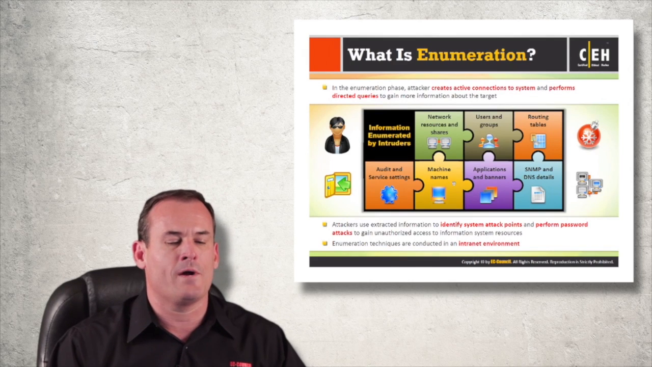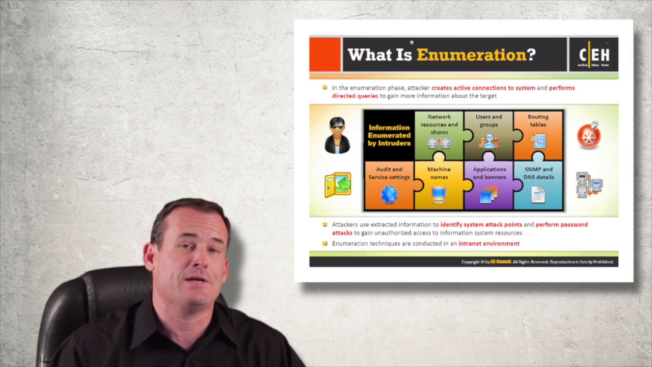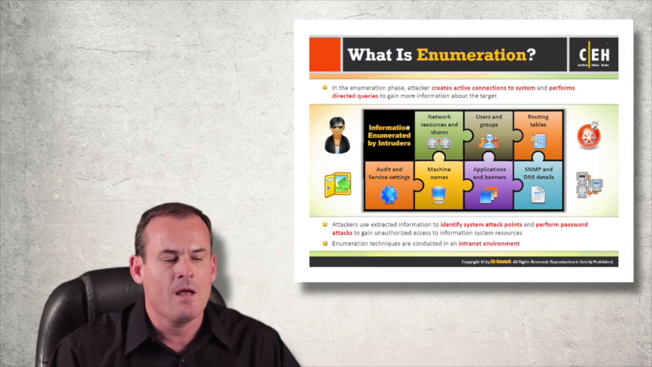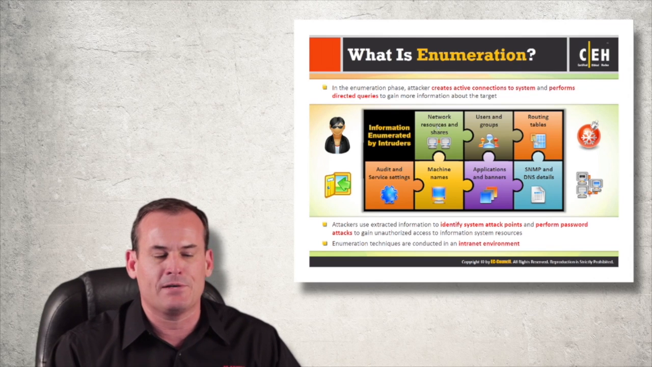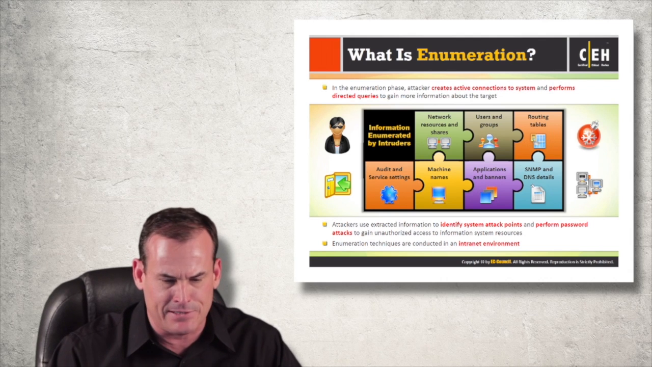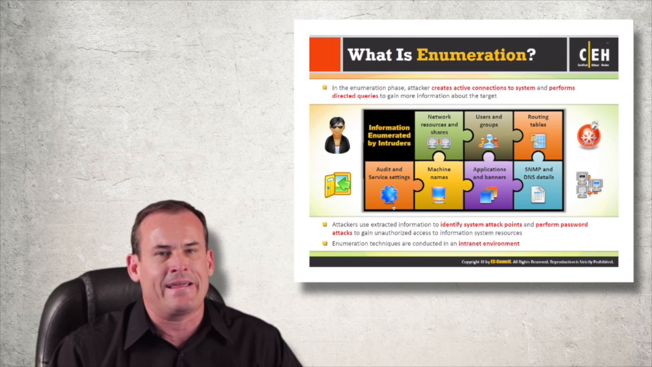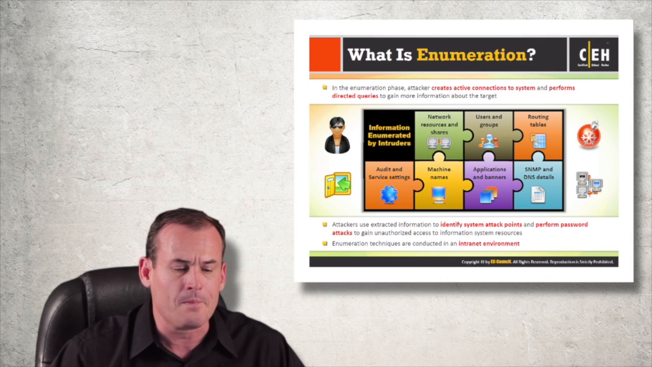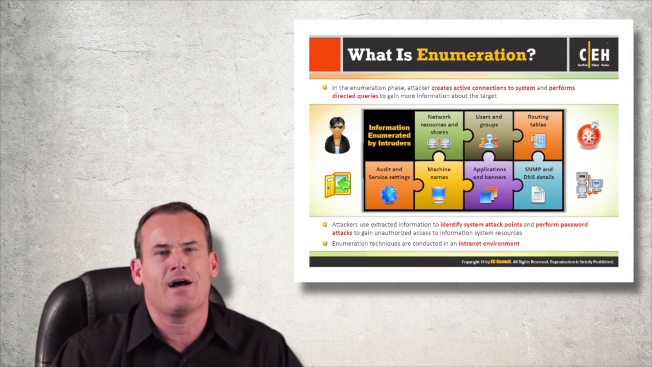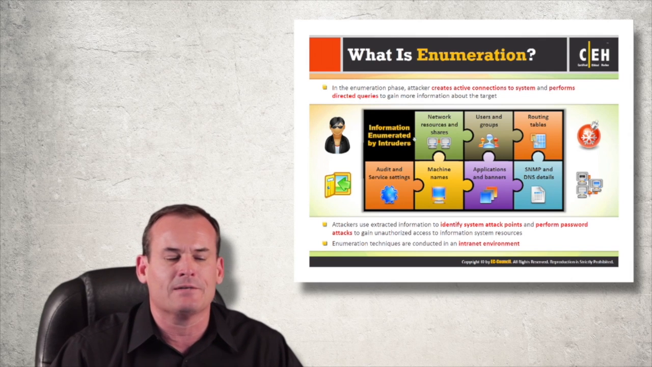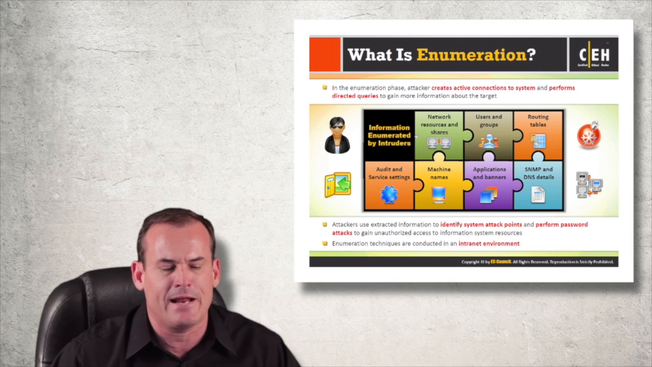So, defined, what is enumeration? We've already defined what enumeration is. It's sort of listing the details out of a specified search context, wherever that search context may be. But in this case, we're noting network resources and shares, users and groups, routing tables, audit and service settings, machine names, applications and banners, SNMP and DNS details. So we use this information, like anything else we've gathered to this point, to identify potential attack points. So user enumeration, identifying user accounts to authenticate as, break passwords, and so forth. Enumerating resources and shares for gaining access to different data sets, etc.